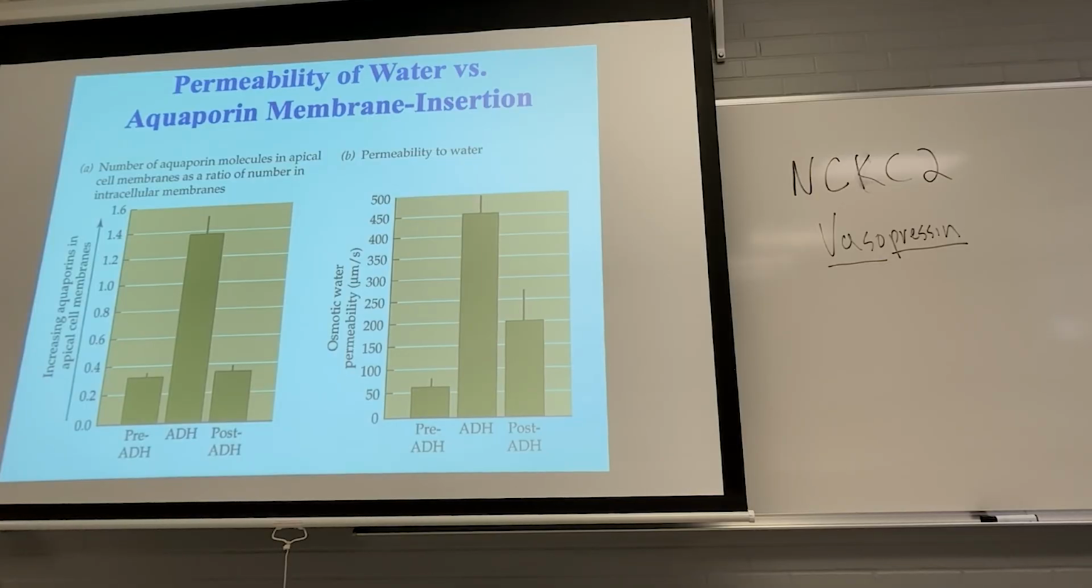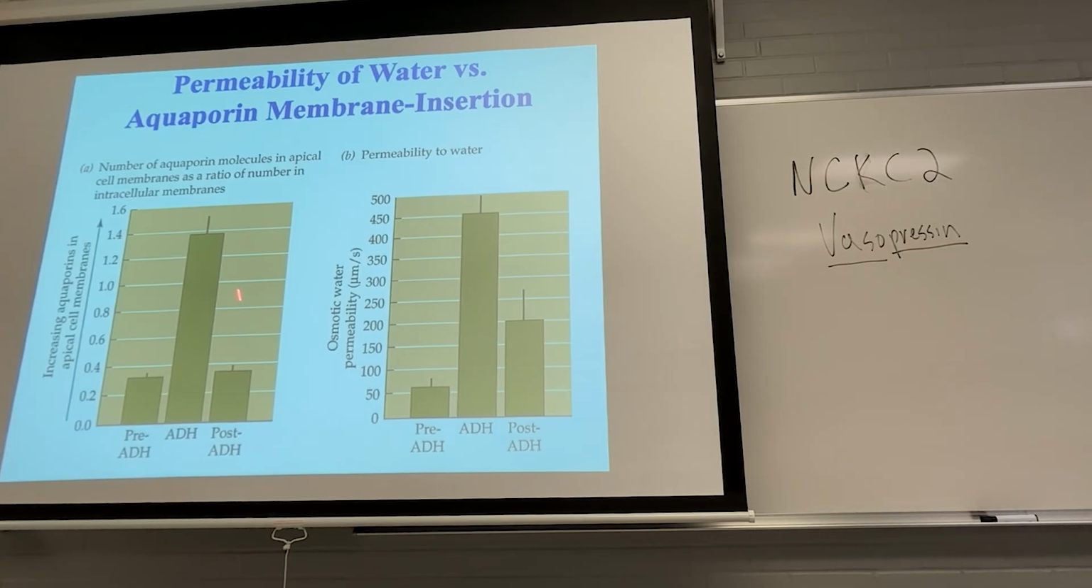So this is cool right here. This is a study that was done on aquaporins and ADH, increasing aquaporin in the apical cell membranes of collecting duct cells. Notice the numbers here, all right? None up to 1.6. Notice pre-ADH, you have very few aquaporins. During ADH increasing within the blood supply, you have lots of aquaporins. And then post-ADH, you have just slightly more than pre.